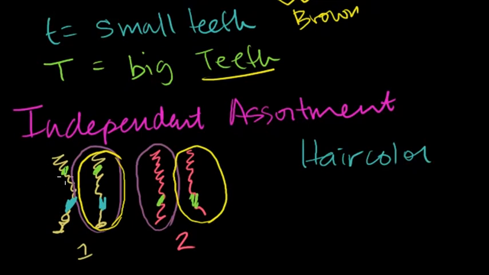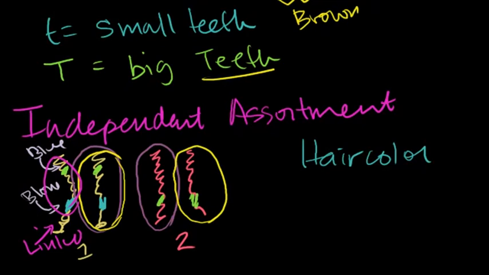In this situation, if someone gets, let's say this is blue eyes here, and this is blonde hair, then these are going to always travel together. You're not going to have these assort independently, and these are called linked traits. Let me highlight that. So those are linked traits.